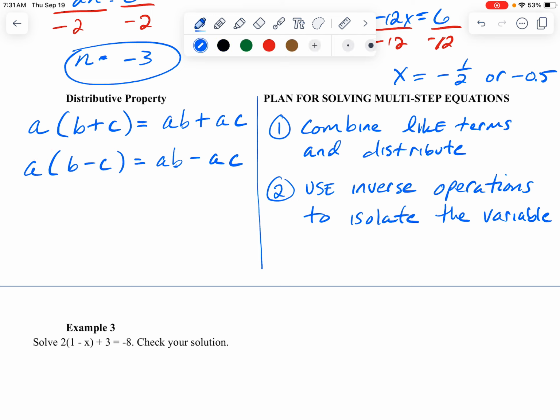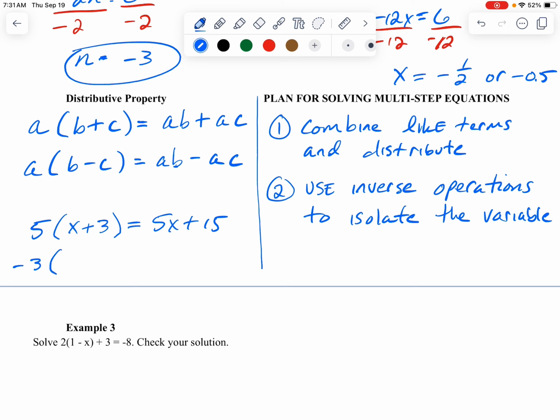So as an example, with some numbers and variables, if I had 5 times x plus 3, this means multiply 5 times the x and 5 times the 3. 5x plus 15. This can get a little bit tricky or complicated when we have negatives in here. I'll just do a quick example with negatives.